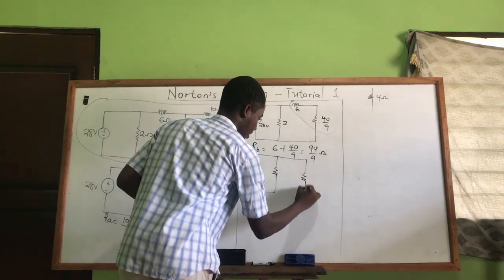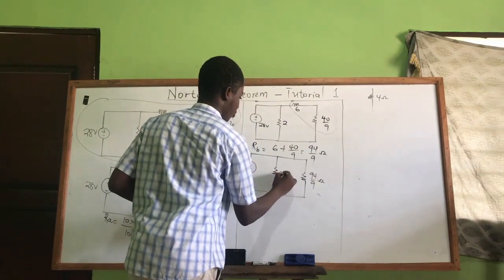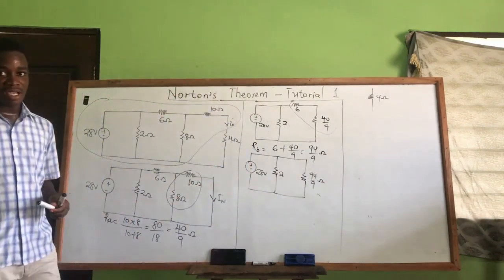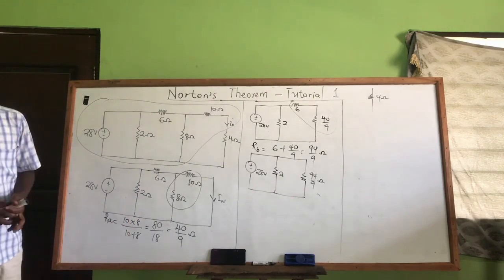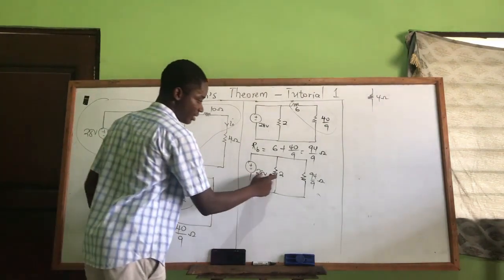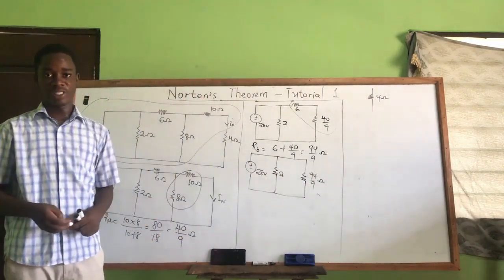And we have 94/9 ohms. We have 2. We have 28 volts. So what else can we see? From here, the elements are all connected in what? Parallel. The 28, the 2, the 94/9 are in parallel, so they have the same voltage across.